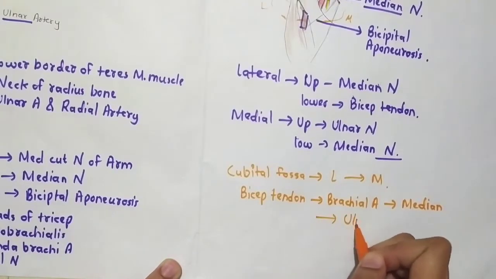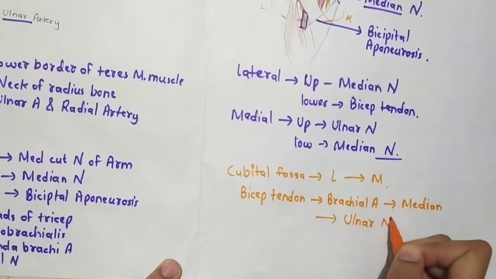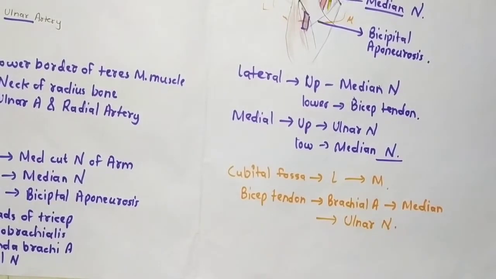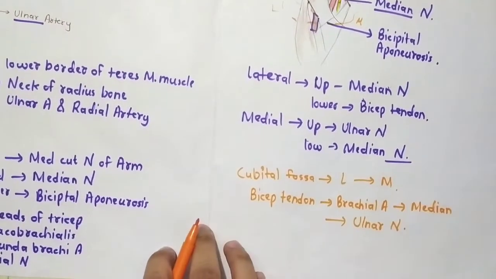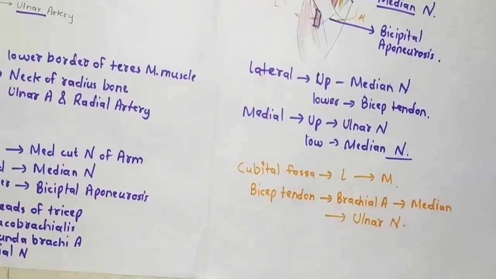Then ulnar nerve. Okay, so this is the sequence of structures. Now we'll write down the branches.